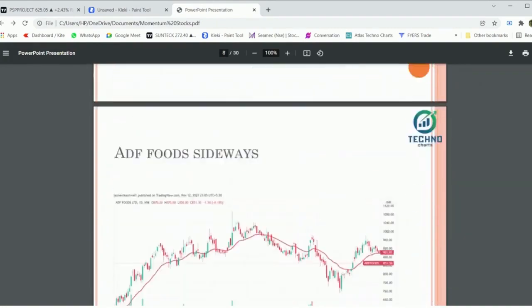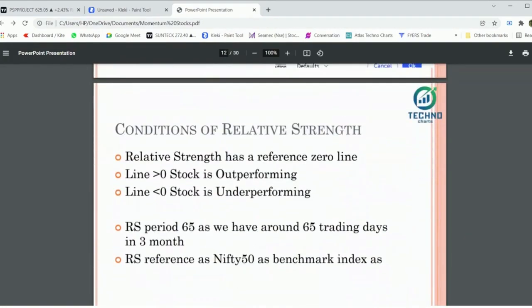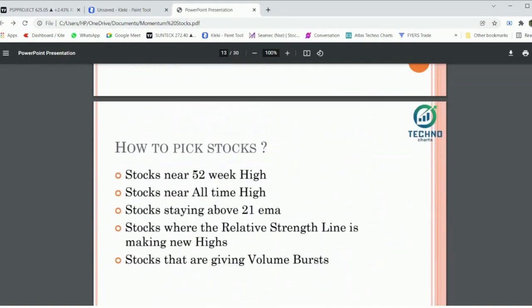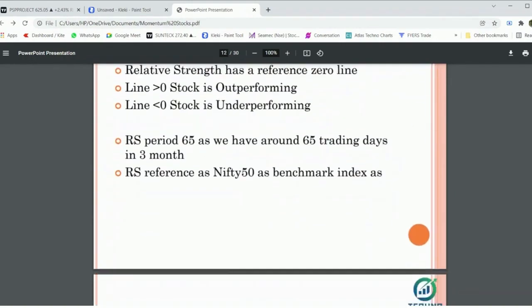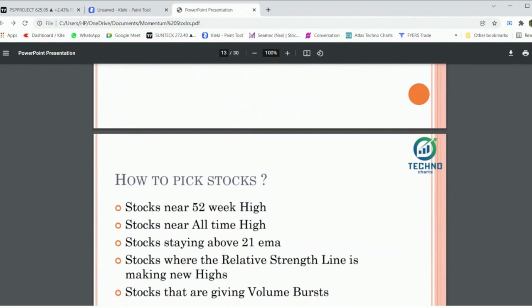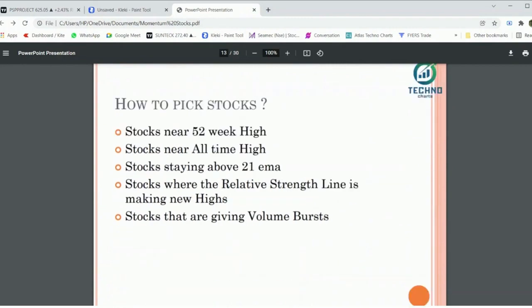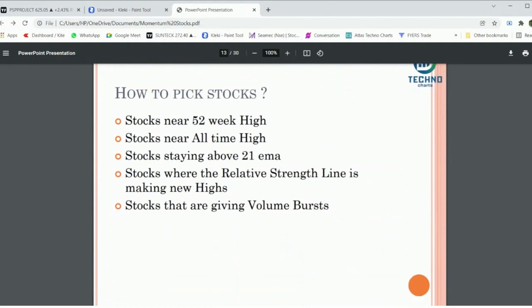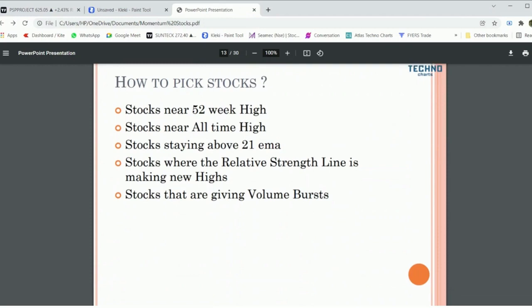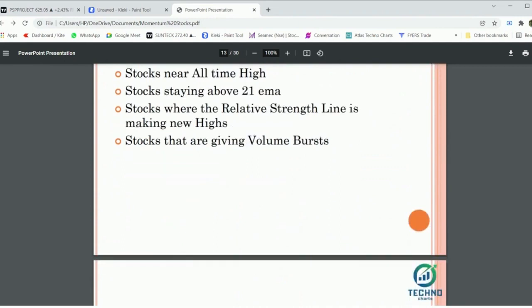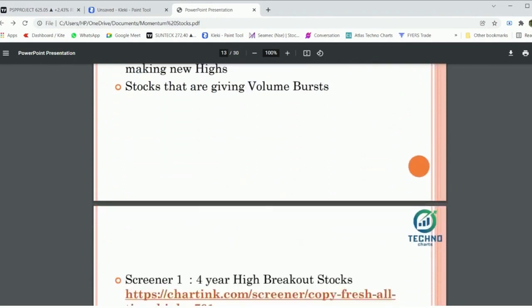Okay, now let us go through what the stock selection criteria are and what the proper analysis should be before buying a stock. So we are going to pick stocks that are near a 52-week high, stocks that are near an all-time high, stocks that are staying above the 21 EMA, stocks with a high relative strength line where the relative strength line is moving upwards, and stocks that are giving a volume burst while breaking out, so that we know the bigger players are entering those stocks whenever the stock is breaking out with high volumes.